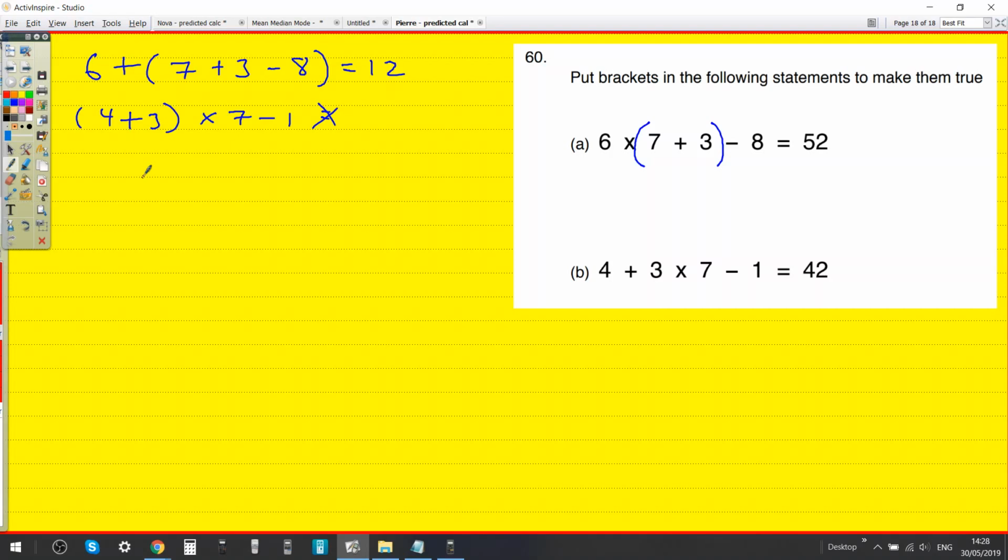Minus 1. Yeah, I just got it wrong again. 4 plus 3, bracket 7, and then minus 1. So I think you skipped one place for the bracket. Yeah. So first you put it starting at the 4, then you put it starting at the 7. Right. So what one did you skip?